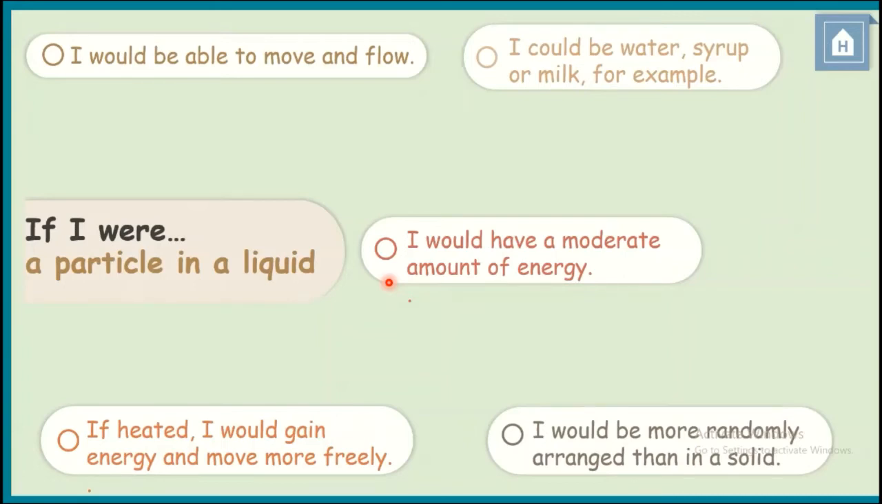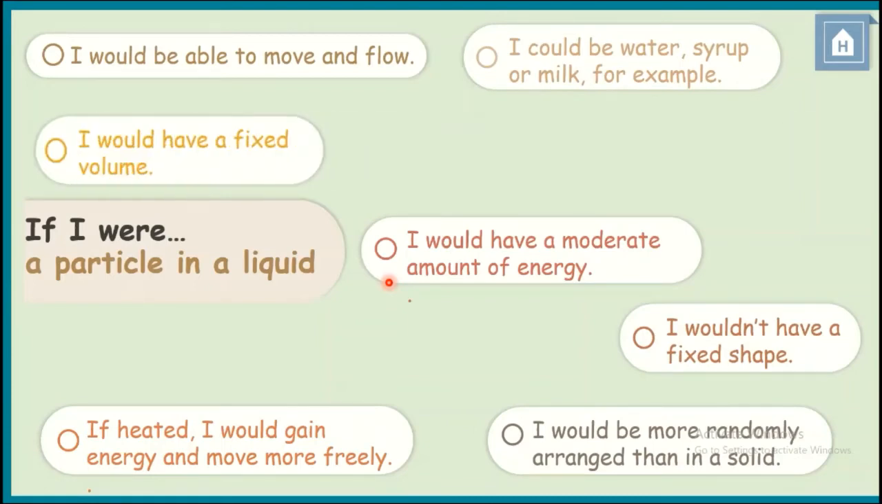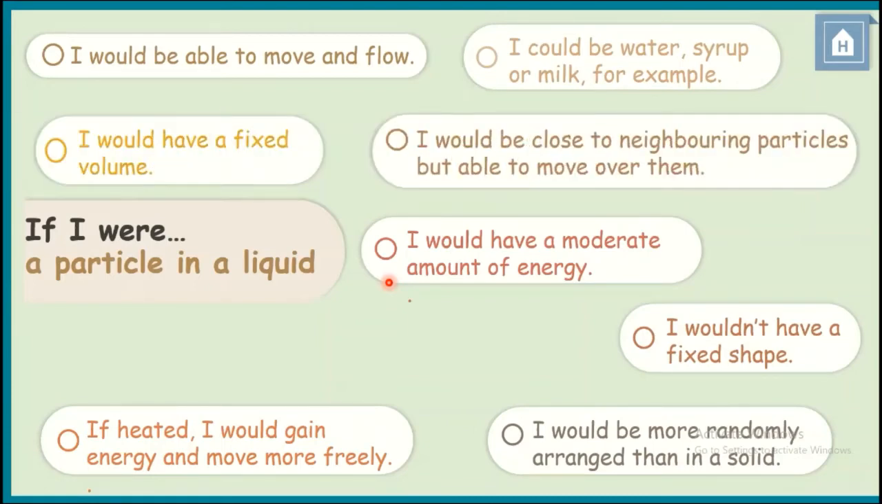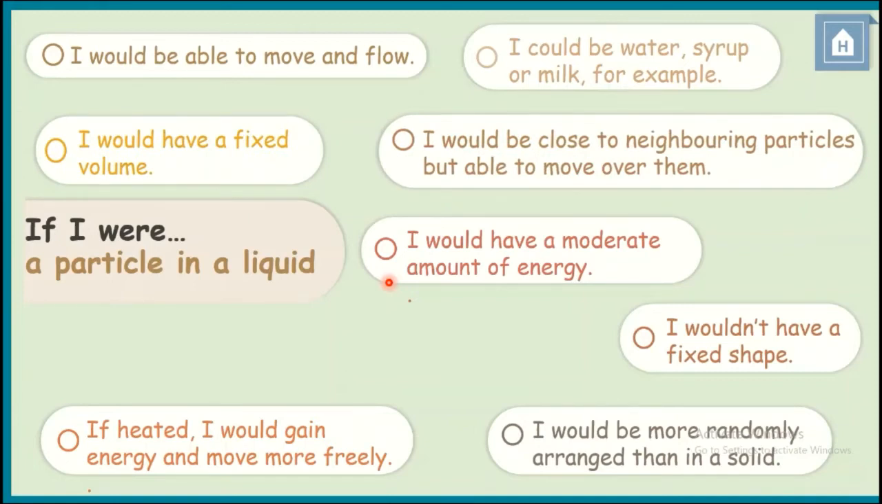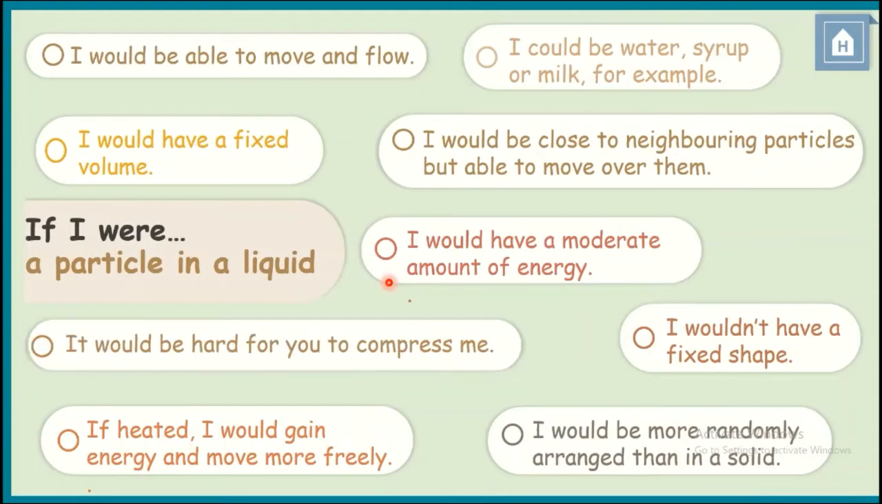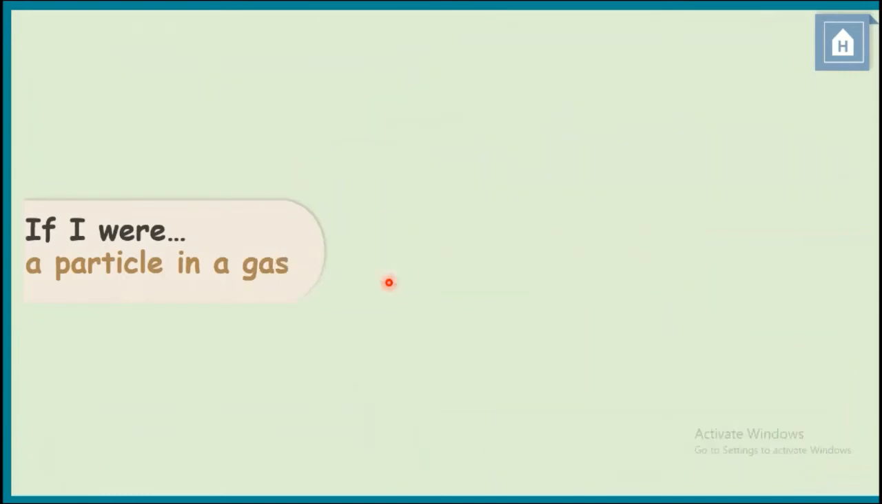That is why we say that when you pour a liquid in a cylinder, it takes the shape of the cylinder, because the particles are a little bit far from each other. I would not have a fixed shape. I would have a fixed volume. I would be close to neighboring particles but able to move over them. It would be very hard for you to compress me.